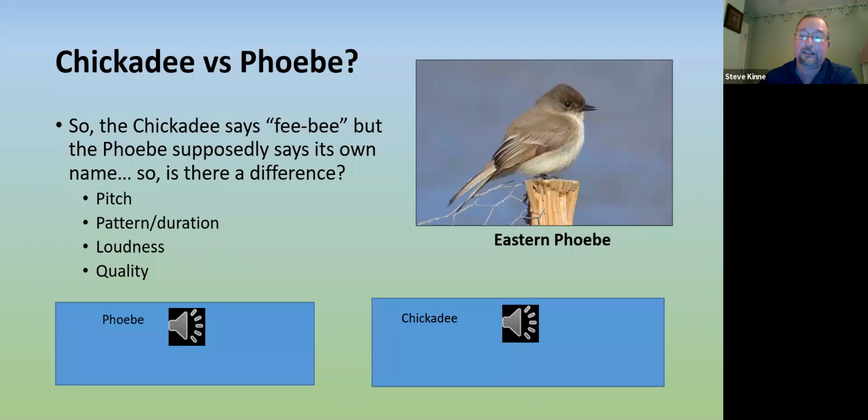So let's listen to the actual Phoebe song and listen in particular to the pitch and the loudness and the quality of it to say, how is this different from the chickadee? Here's the Phoebe. So you can hear it's Phoebe, Phoebe, Phoebe. So it says it, but that Phoebe is far different from the chickadee's. Okay, so again, this is part of the thing. They both sort of say Phoebe, and yet the pitch and the quality and everything else is quite different and is quite distinctive for each one of the birds.